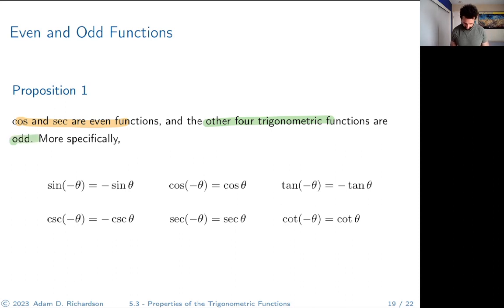There we go. So cosine and secant? Yeah, so odd function, odd function, odd function, odd function, even function, even function. We're going to prove one of these, but if you want to make sense of why this is happening, guess what you're going to use? Think about it for a minute. What do you think I'm going to say?